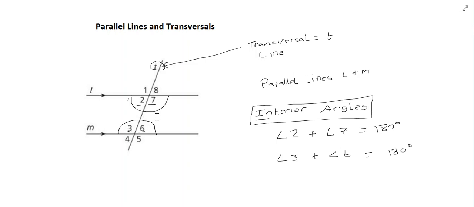And we found that the sum of the two interior angles on the same side of the transversal is 180 degrees. And what we've done is we've added these up. So the angle 2 plus the angle 7 is equal to 180. The angle 3 plus the angle 6 is equal to 180 as well. So that's what we mean by parallel lines, transversal lines, and what are called interior angles.